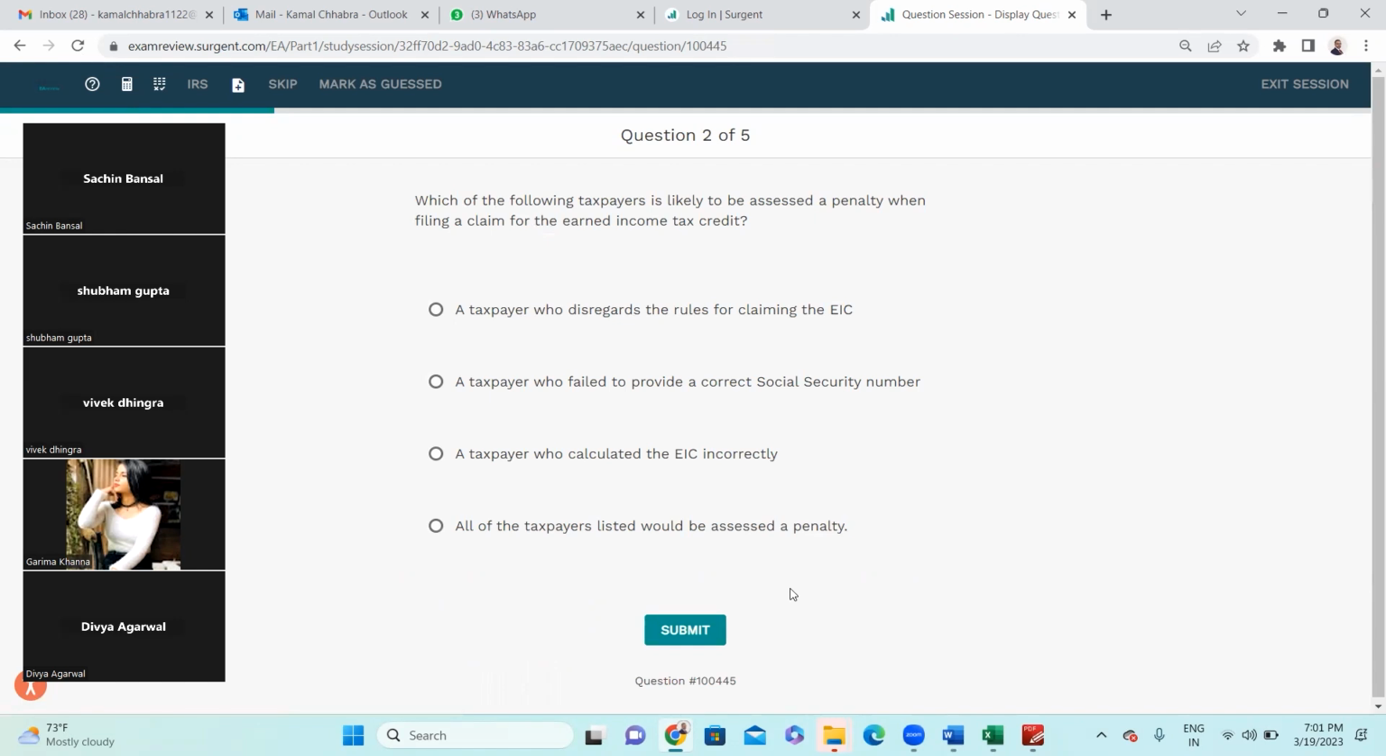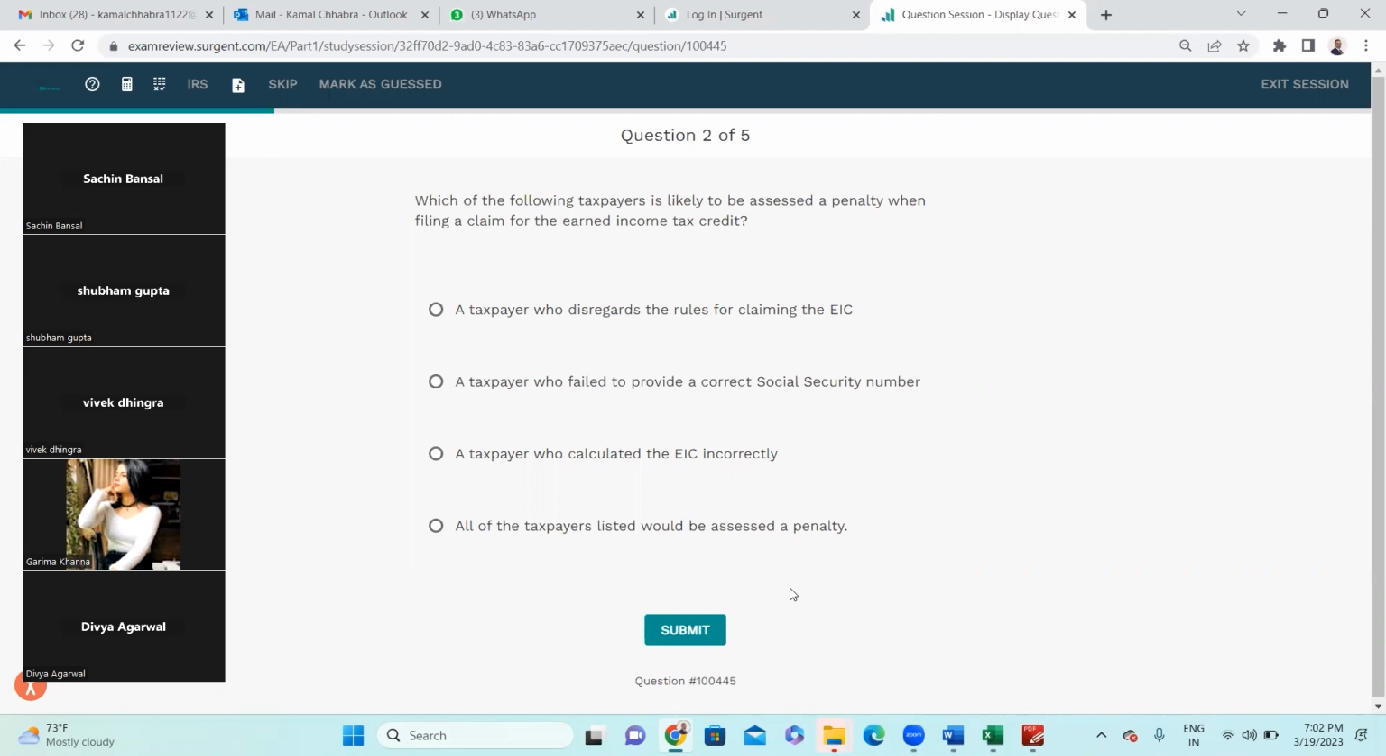Which of the following taxpayers is likely to be assessed a penalty when filing a claim of the earned income tax credit? A taxpayer who disregards the rule for claiming the EIC. Second, a taxpayer who failed to provide the correct social security number. A taxpayer who calculates the EIC incorrectly. All of the taxpayers listed above would be assessed the penalty. Which option is right?